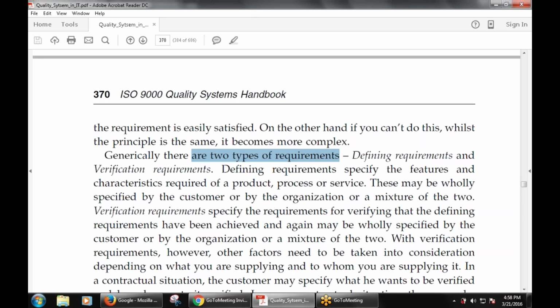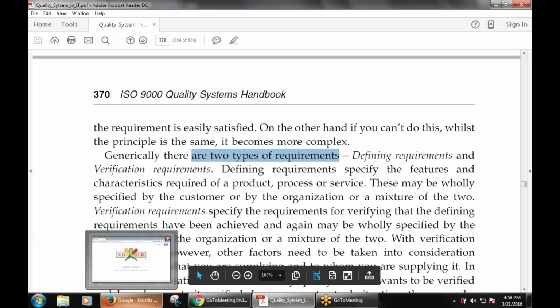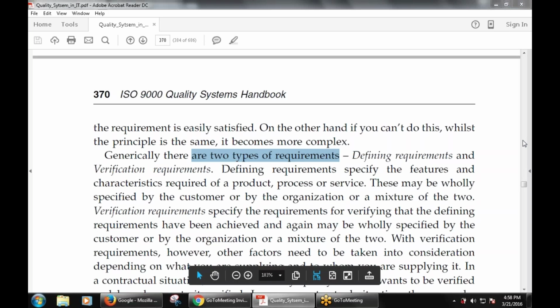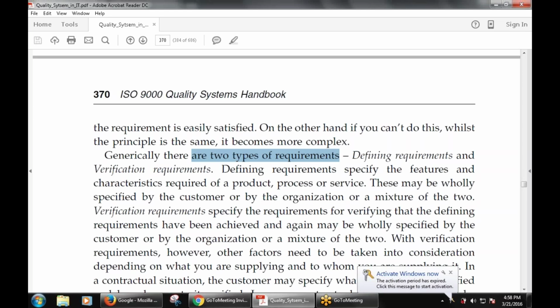There are three parts in this. One is a product, one is a process, one is a service. And these may be wholly specified by the customer or by the organization, or a mixture of both. That is, either by the customer, or by the organization, or 50% by the customer and 50% by the organization. That is for defining the requirements.